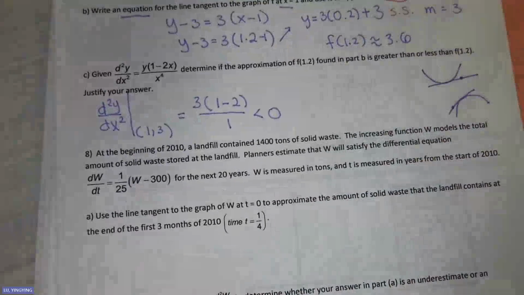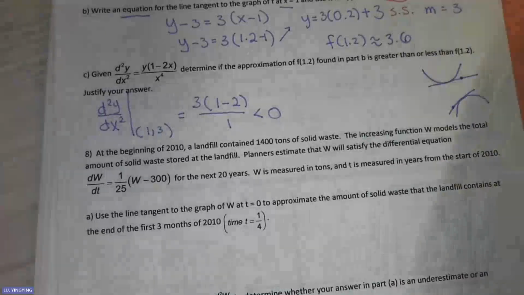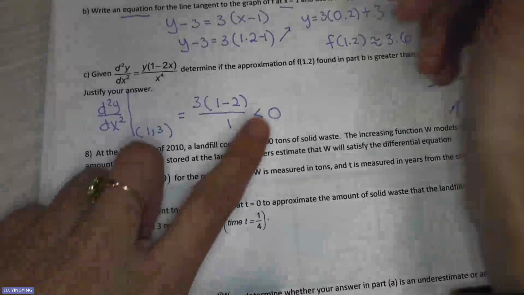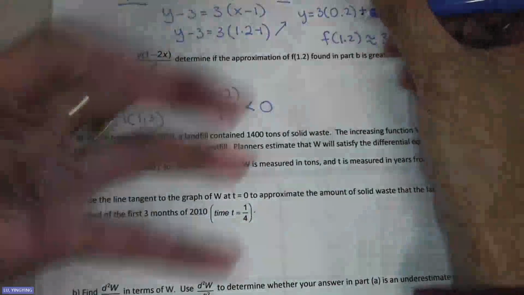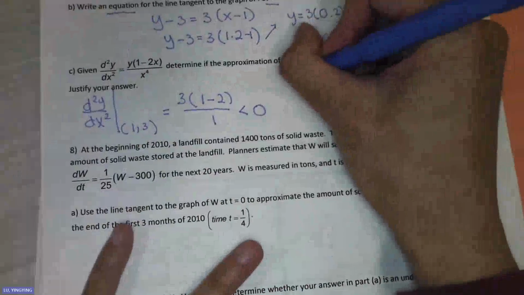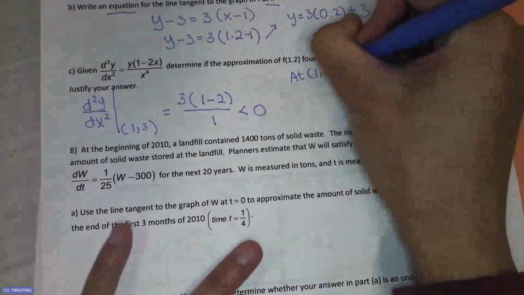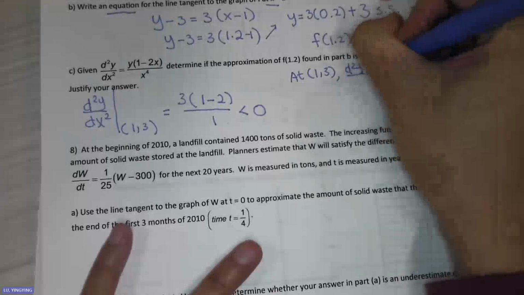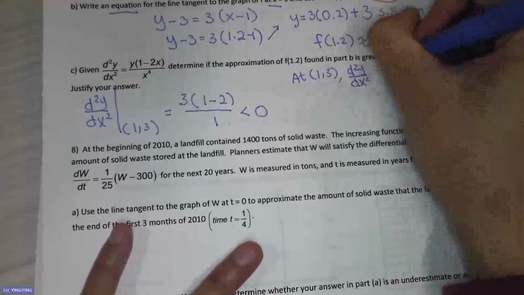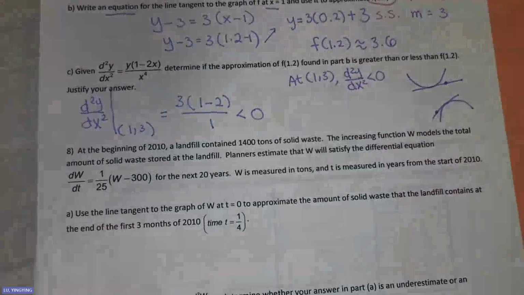Yeah, there you go. So let's write a conclusion. You guys need to practice writing a conclusion. What can you tell me? What's happening at this point, the location (1, 3)? Our second derivative, d squared y over dx squared, what about that? It's less than 0. Or you can say it's negative, whatever.